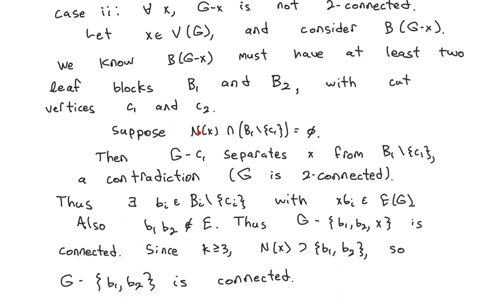Suppose that the neighborhood of x does not contain any vertex from the block other than possibly the cut vertex. Then if I delete the cut vertex from the original graph, I have separated x from the rest of the block, which means that c1 is a cut vertex for G, but that contradicts our assumption that G is 2-connected. And what we've managed to see then is that there must be a neighbor of x in each of these 2 leaf blocks. In fact, you can actually use this argument to show that there is a neighbor of x in every leaf block. But this is good enough for now.